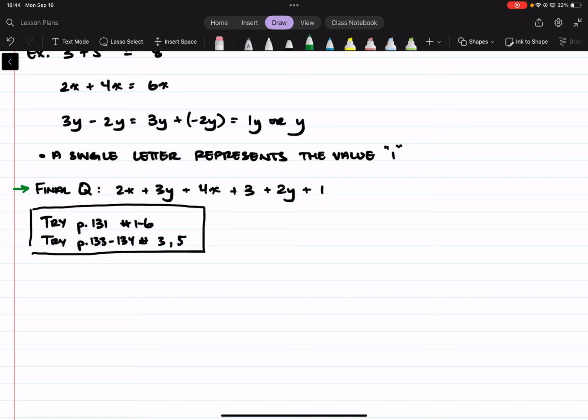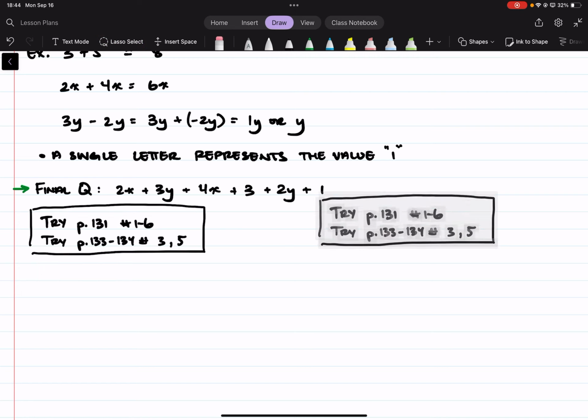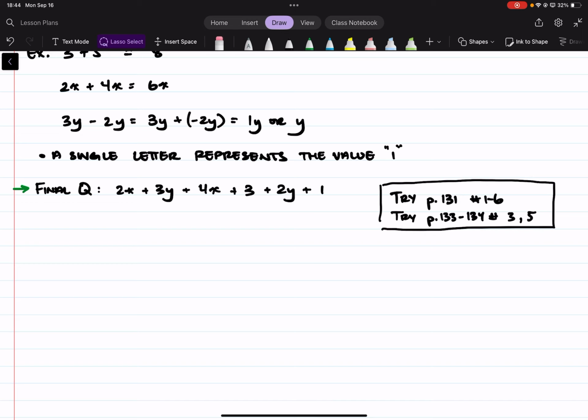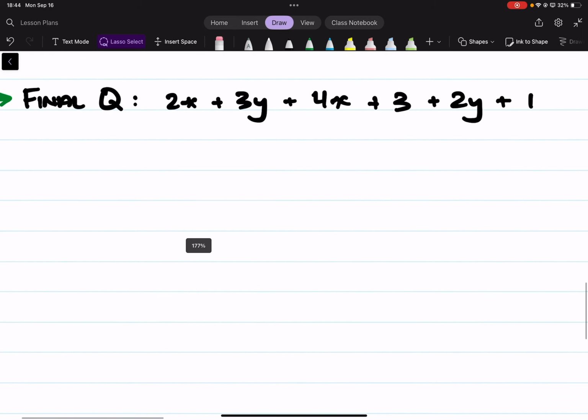So I intentionally gave you a little bit of a trickier question here, but just know that this level of trickiness is something that you're going to have to get used to. All right. So what to do here is I'm going to move this instructions for the try questions just off to the side so you could see this a little bit better. And let's focus on this.